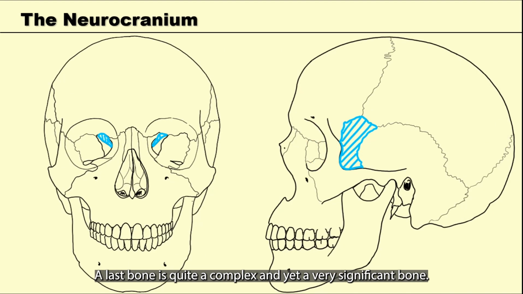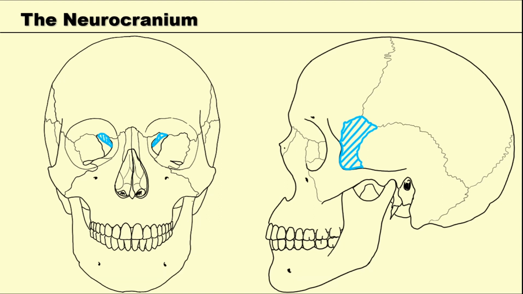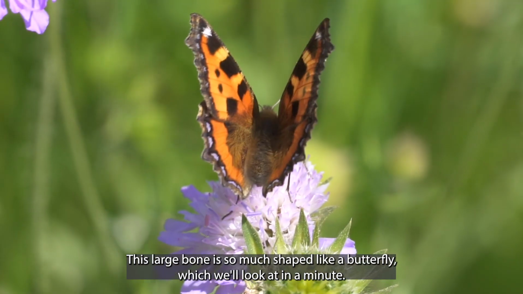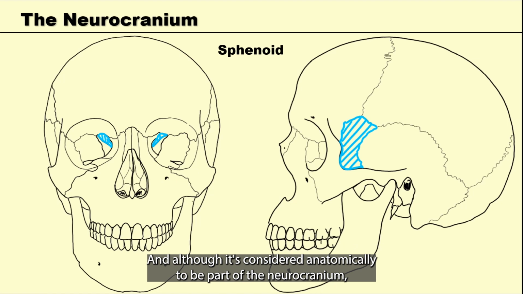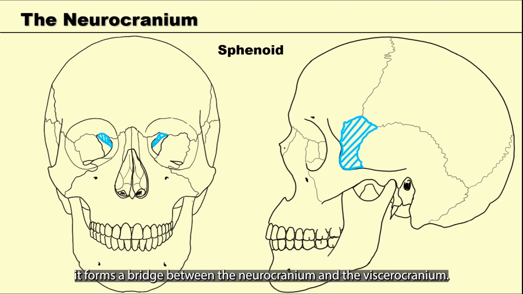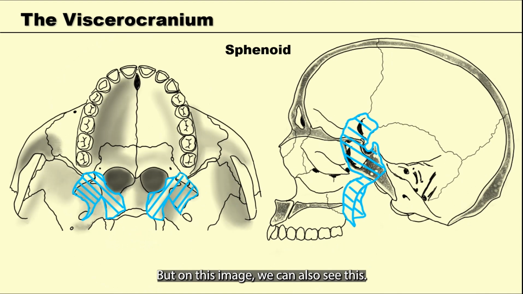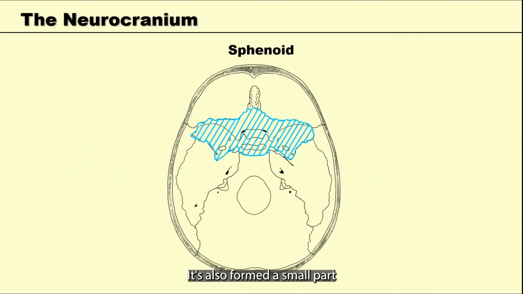Our last bone is quite a complex and yet a very significant bone. This is the sphenoid. This large bone is somewhat shaped like a butterfly, which we'll look at in a minute. Although it's considered anatomically to be part of the neurocranium, it forms a bridge between the neurocranium and the viscerocranium. We can see in this image it articulates with the temporal, frontal and zygomatic bones, but on this image we can also see that it articulates anteriorly with the palatine bones too. Those are here. It also forms a small part of the anterior and the middle cranial fossa.